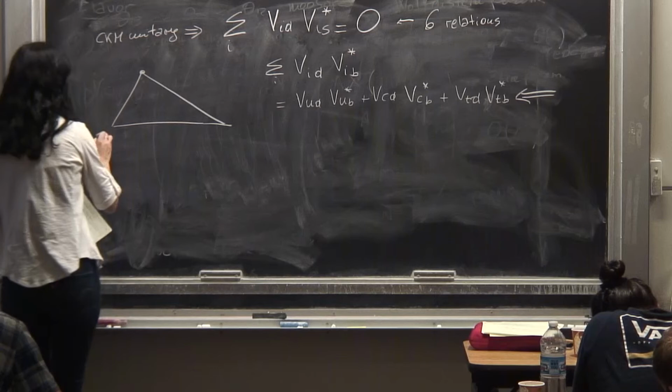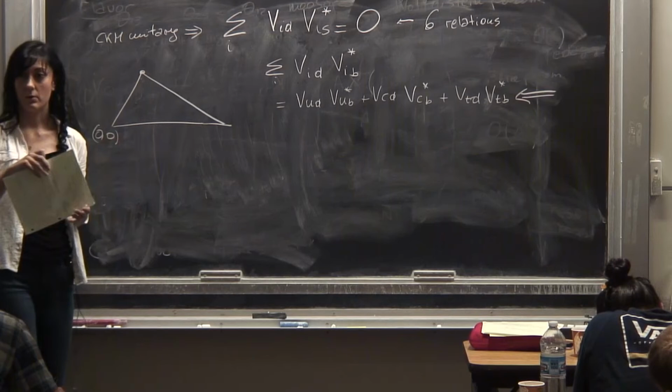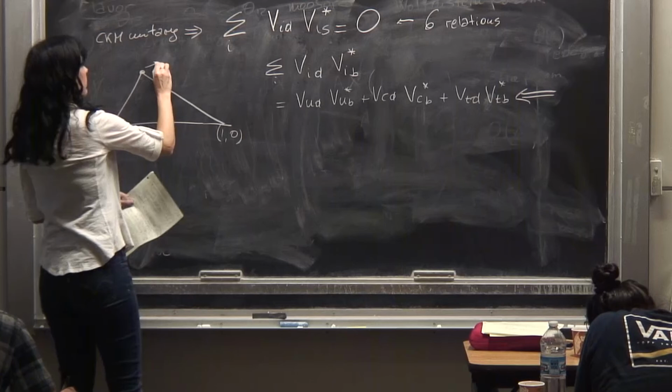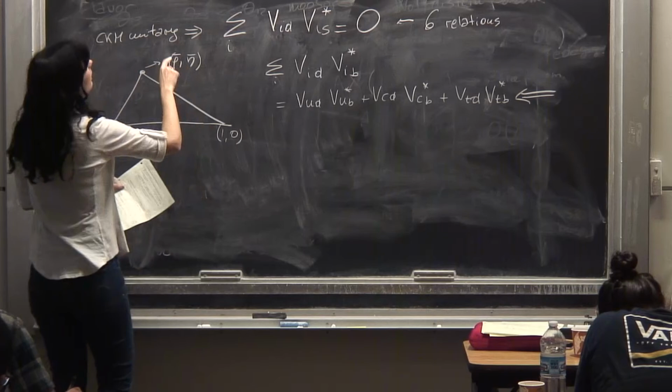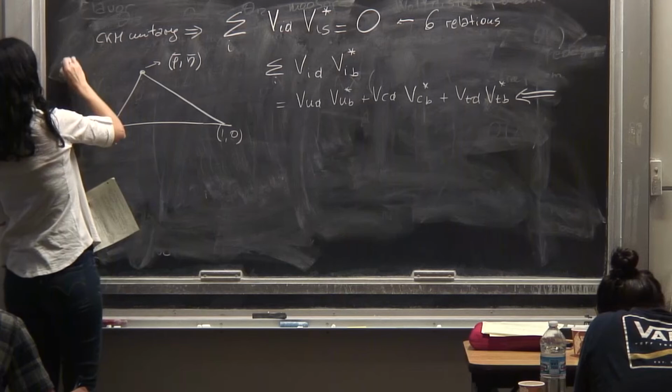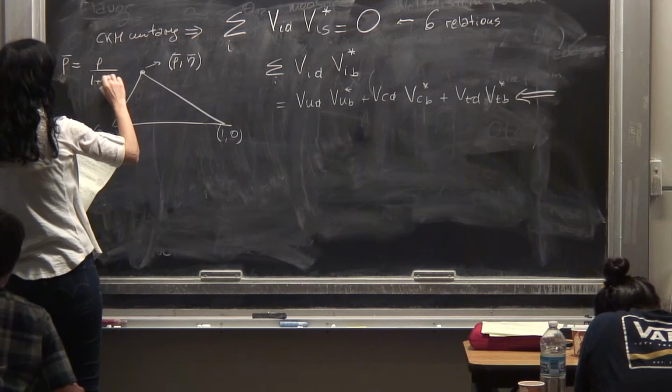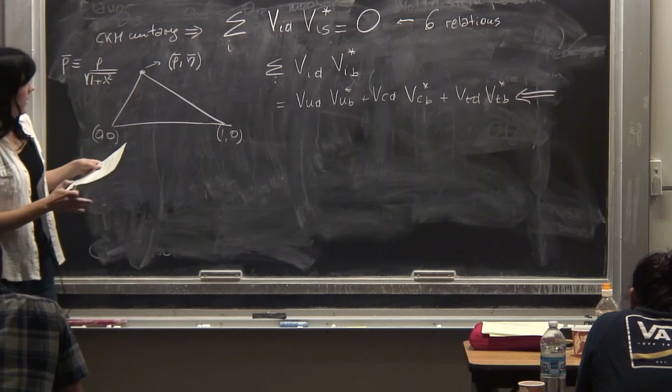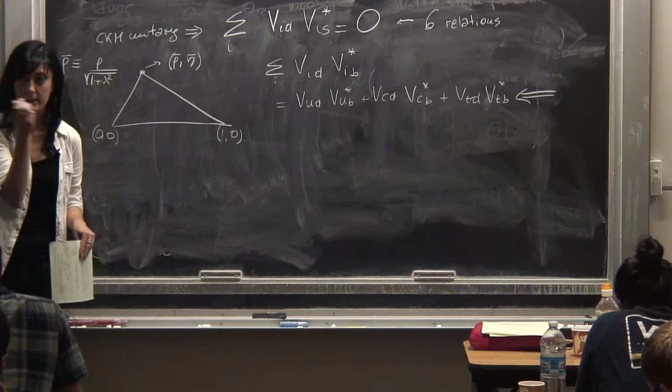Then what you can do is put the several vertices of this triangle. So you have (1, 0). And this is the thing that you want to test. These are the parameters of your Wolfenstein parameterization, where I define rho bar as rho over 1 plus lambda square. This is the definition. Now, what you need to do is to have many measurements that tell you where this point is, and to see if indeed all the measurements agree.